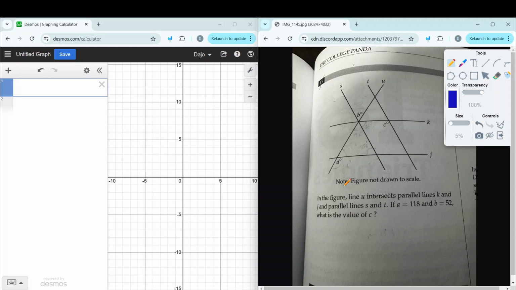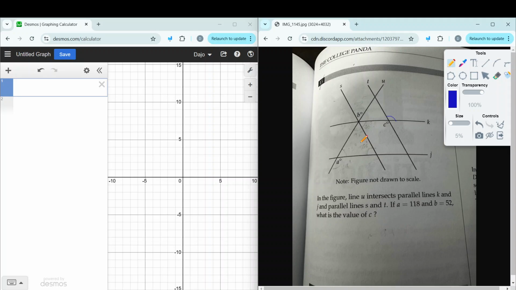So first things first, when you are looking for a certain value given a diagram, especially with parallel lines, you want to see the different ways that you could find C. For instance, we could find the value of this angle, and then we could use the vertical angles theorem, I believe, or maybe it's a postulate, to find angle C, because if we derive this angle, it'll be equal to this angle.